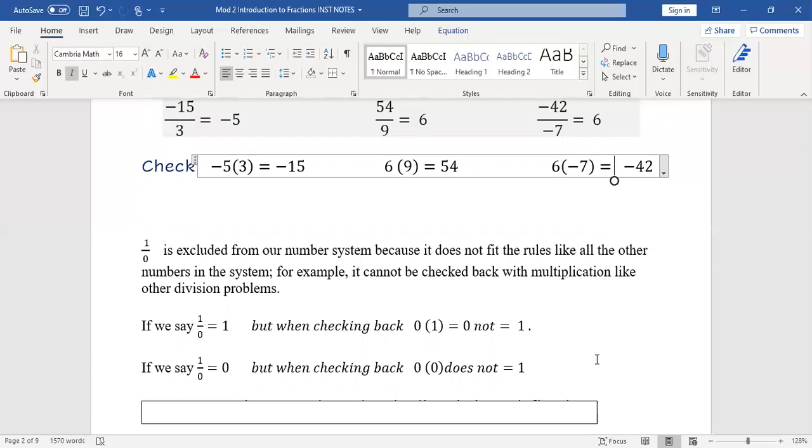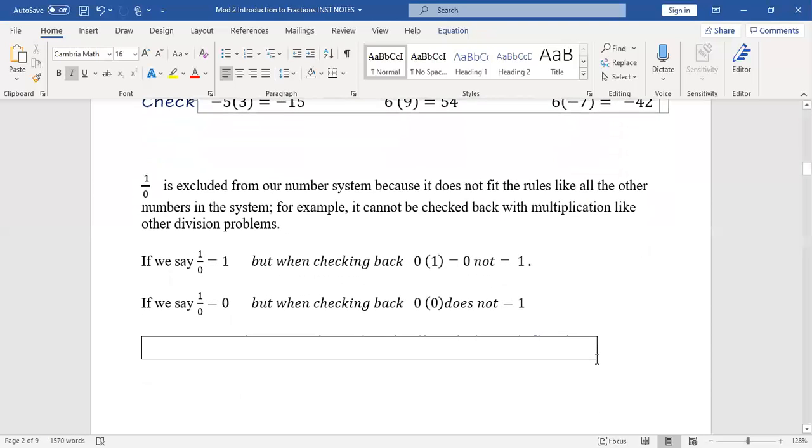Because division will always be checked back by multiplication in all the other instances, but not with 0. So it just gets kicked out.